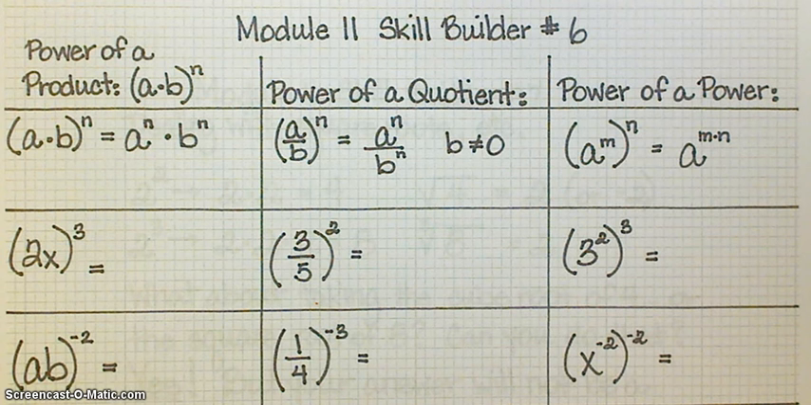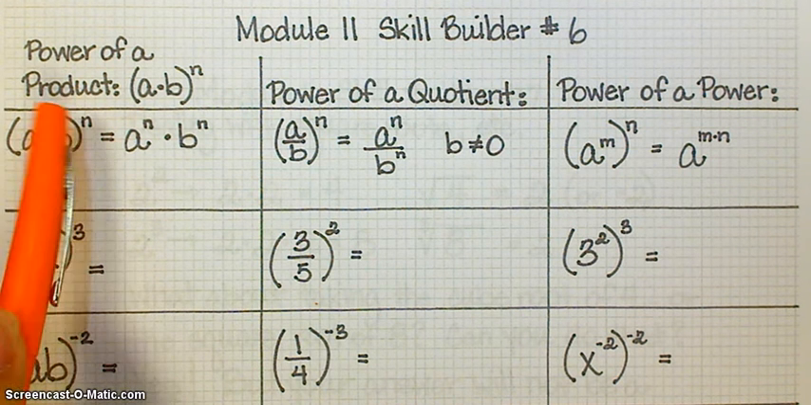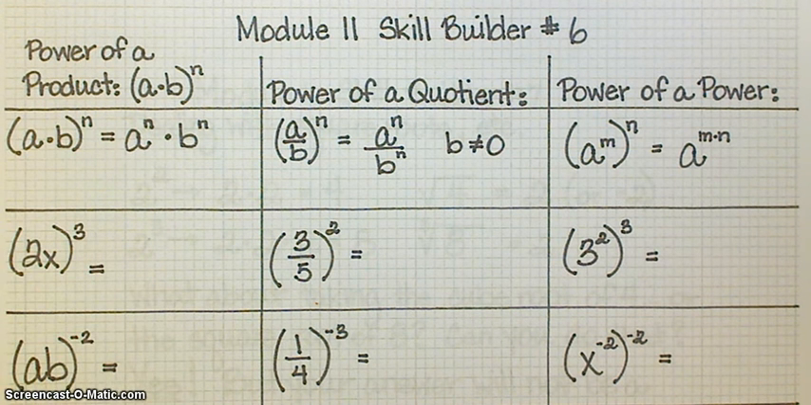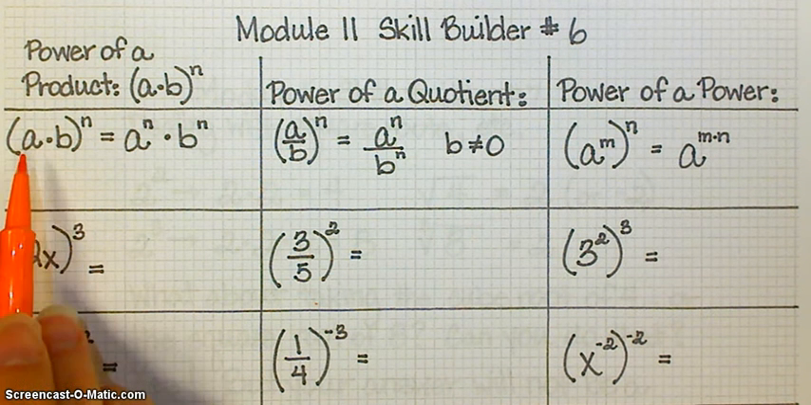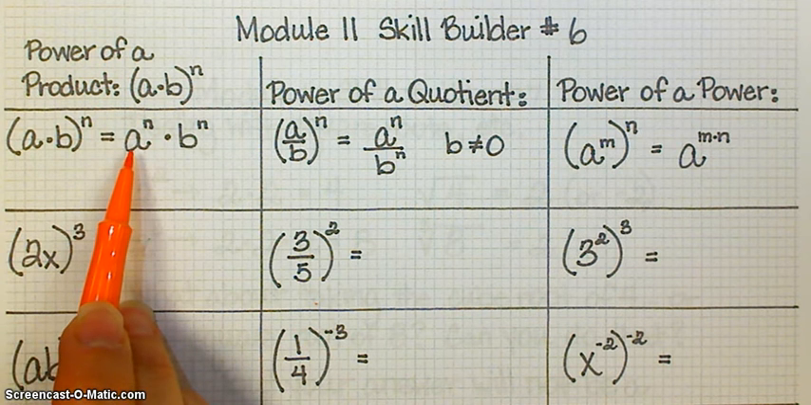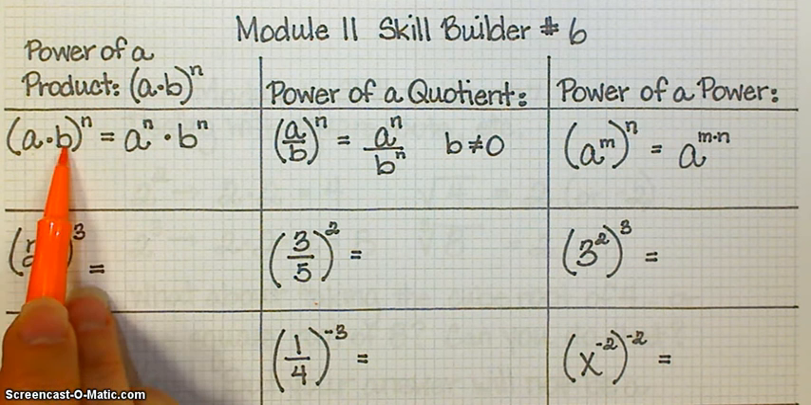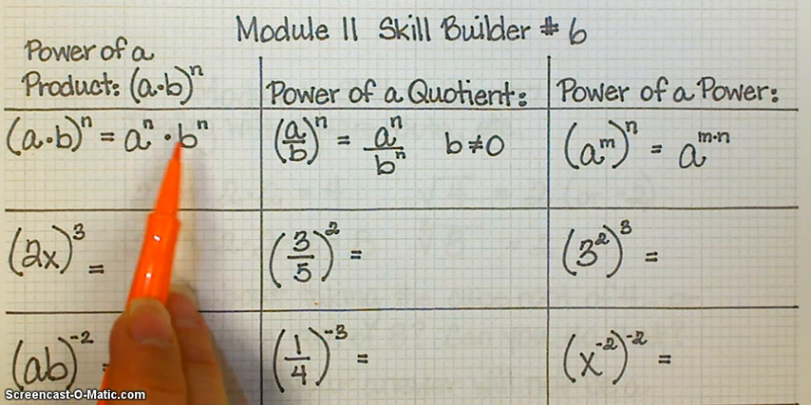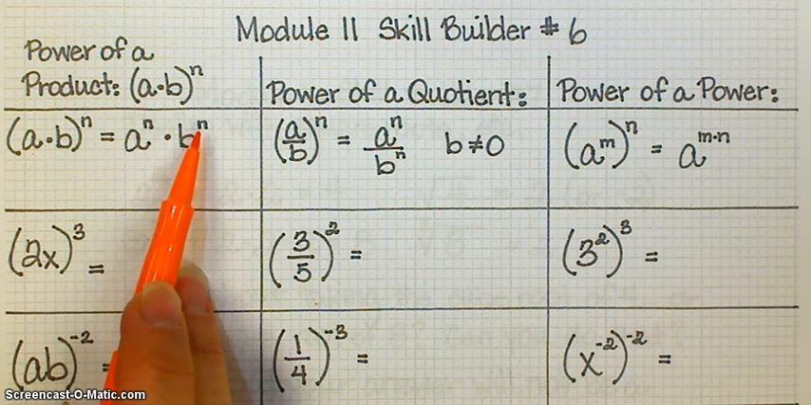All right, this is a screencast from Module 11, Skill Builder number 6, and we're still working with powers and exponents and how to combine those. Okay, so we have power of a product. Let's say you have A times B inside the parentheses raised to the n. The n applies to both of these items, so a to the n times b to the n.